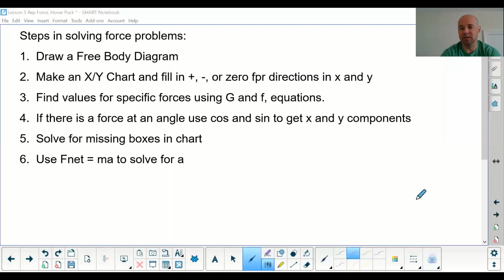Okay, so we're going to start running through some of these problems with force in them. So this is going to take us through this process that I'm displaying right here, where we're going to draw a free body diagram, make the XY chart, fill in the positives, negatives, zeros for the directions, find any specific values based on information that's given in the problem, and then use any trig if we need to, if there's anything at an angle, and then find anything that's missing, and then net force and the acceleration.